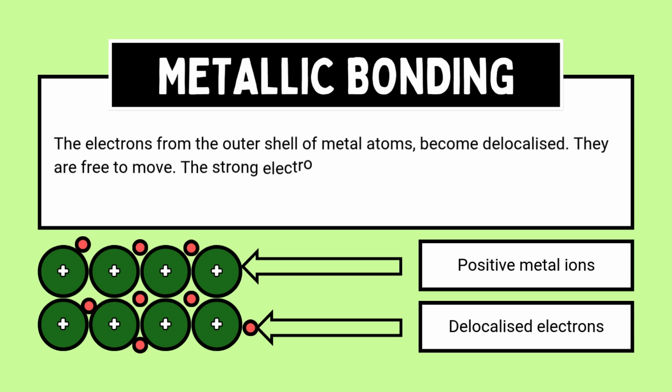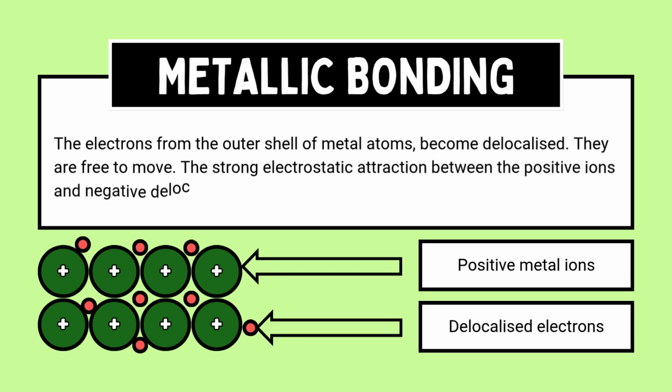The strong electrostatic attraction between the positive ions and negative delocalized electrons results in strong metallic bonds. In the figure, the plus symbols are positive metal ions and the remaining particles are delocalized electrons.